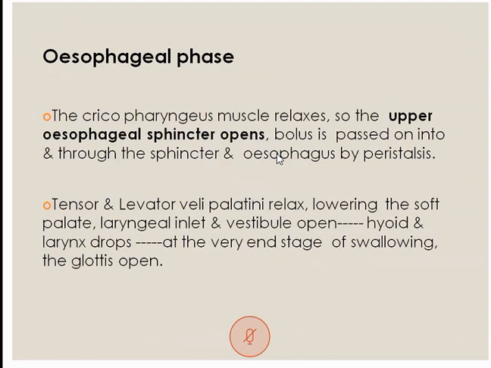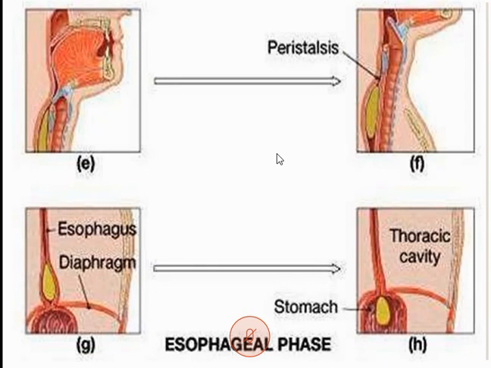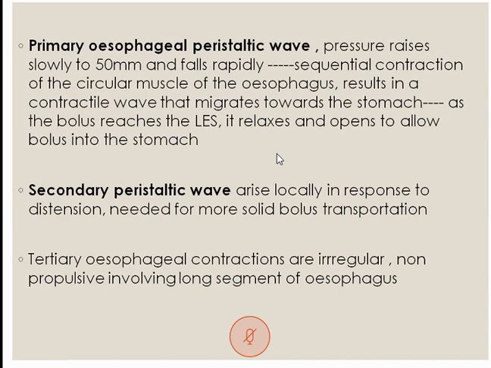The tensor and levator palatine muscles relax, lowering the soft palate, and the laryngeal inlet and vestibule open. The hyoid and larynx drop once again into the normal position at the very end stage of swallowing, and the glottis is open. See, again from here it enters into the peristaltic movement. This peristaltic movement goes up to the diaphragm, then the bolus enters into the stomach. The primary oesophageal peristaltic wave is nothing but a pressure that rises slowly to 50 millimeters.